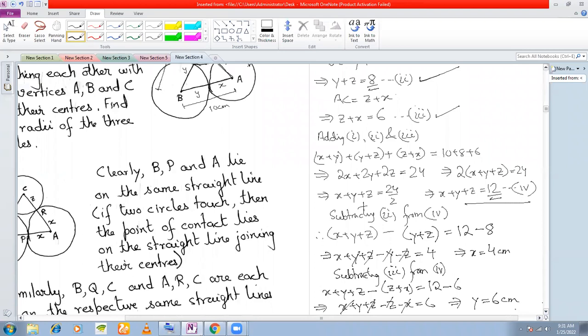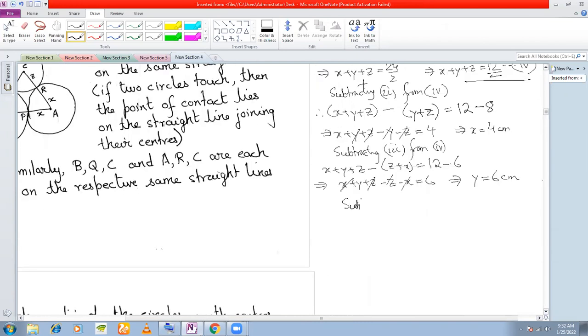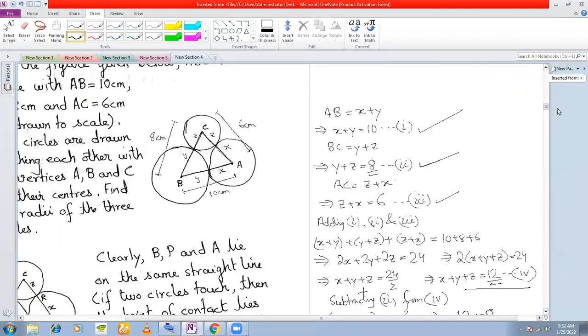So the radius of the circle with center B is 6 centimeters. The radius of the circle with center A is 4 centimeters. And what remains? Only z remains. So from 4, which one am I going to subtract? 1. Okay. So subtracting 1 from 4, we get x plus y plus z minus x plus y. And the right hand side of 4 is 12. And what is the right hand side of 1? It is 10.